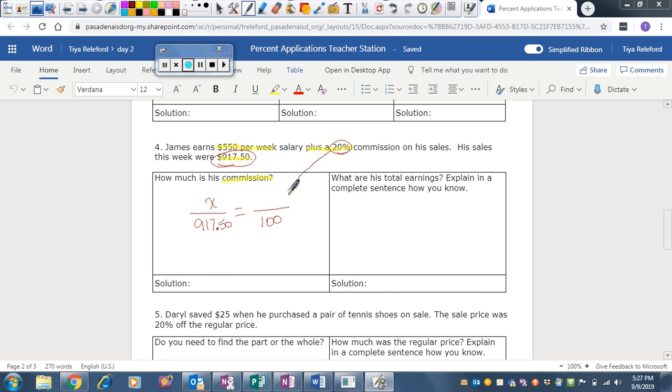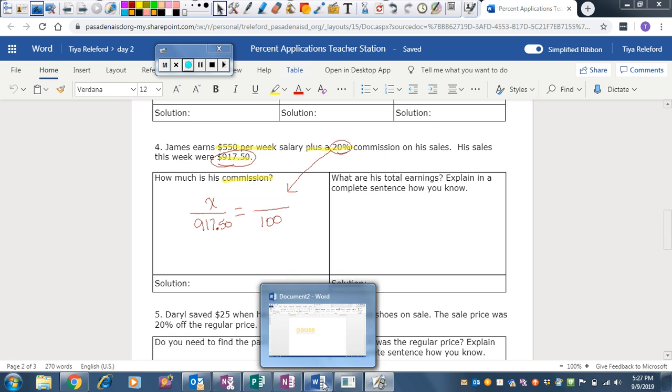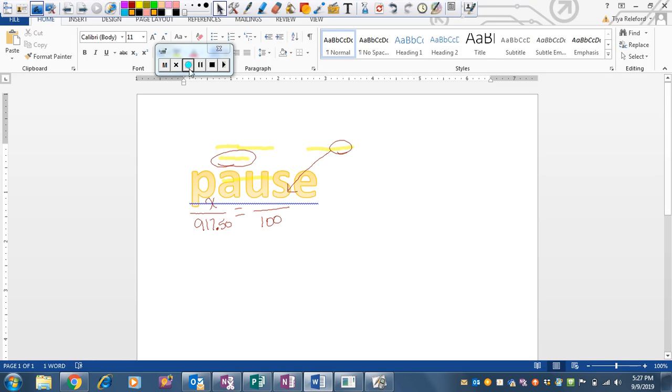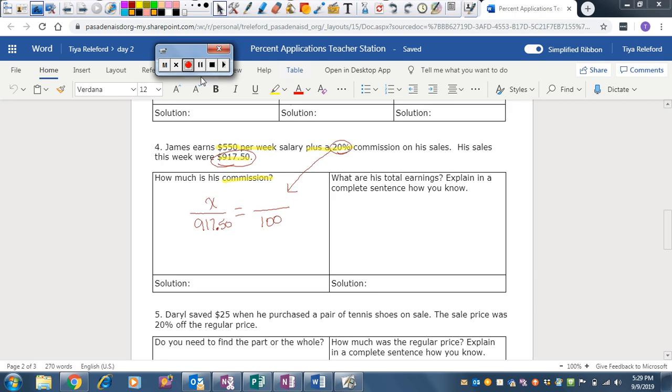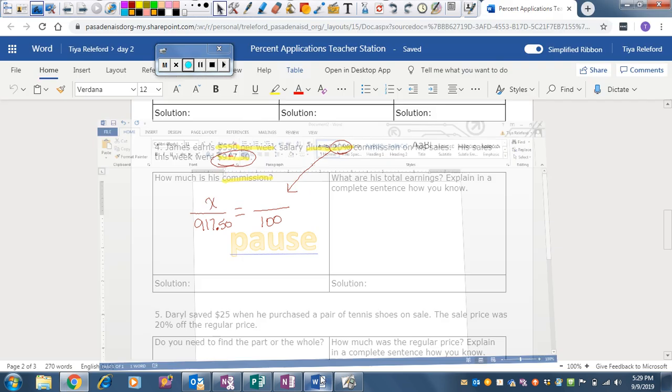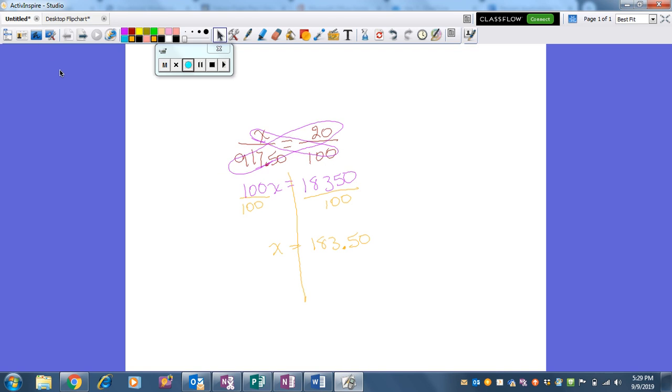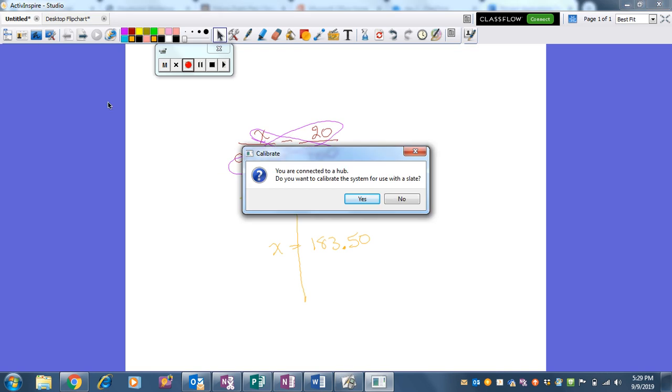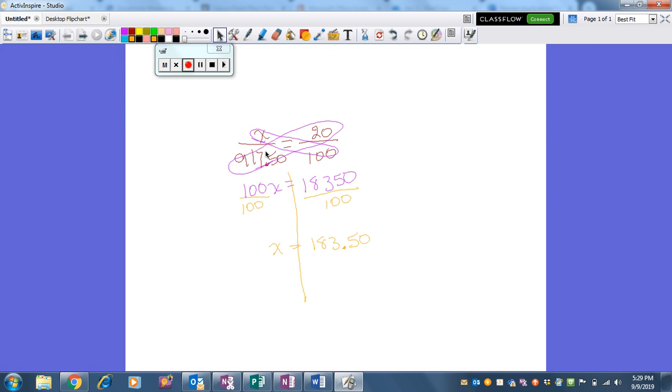Now hit pause and go ahead and solve that. When you're done solving, come back and check with me. Make sure it looks the same as what I did. Okay, if you want to take a look at what I did, this is what my work looks like. I multiplied 100 times X, and I multiplied $917.50 times 20. Then I divided by 100 to solve. I have $183.50.